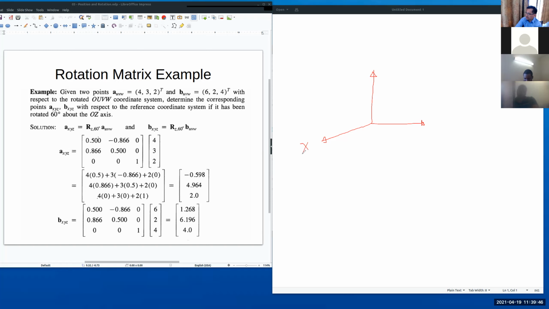So X, Y, and Z reference frame. And then you have, let's do another reference frame. I wish you would also provide me with that pen to easily write. Okay, U, V, and W.